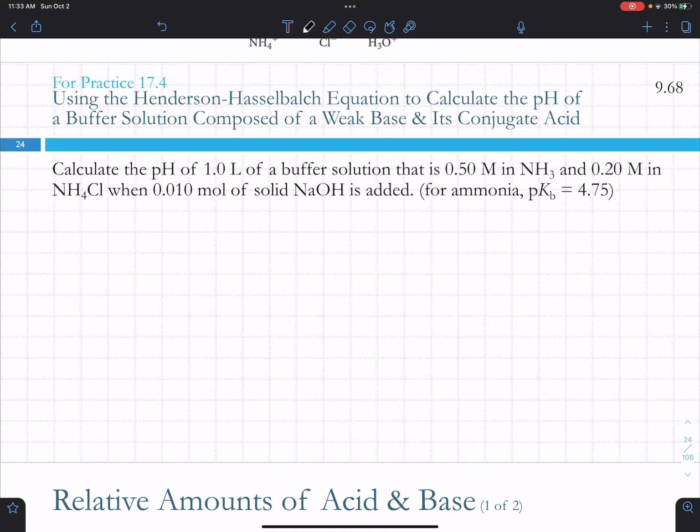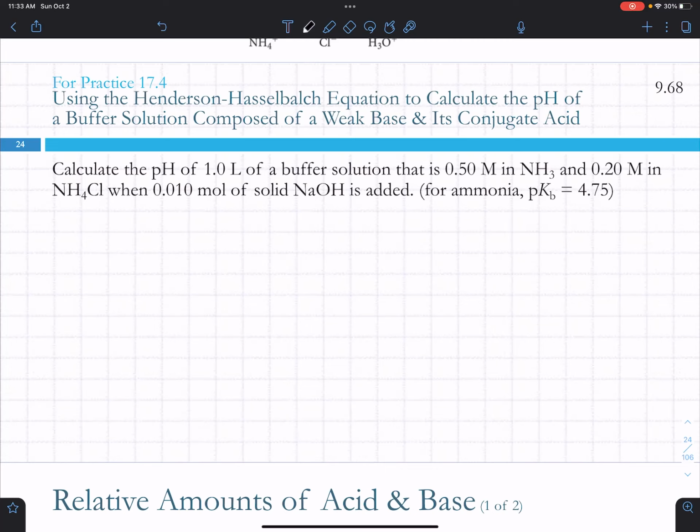So we're going to calculate the pH of a 1 liter buffer solution that is 0.50 molar in ammonia and 0.20 molar in ammonium chloride when 0.01 moles of solid sodium hydroxide is added. So we're working with a weak base here, and these are going to be the same as weak acids, but now we're working with Kb, and we'll also be calculating pOH if we use the Henderson-Hasselbalch equation.